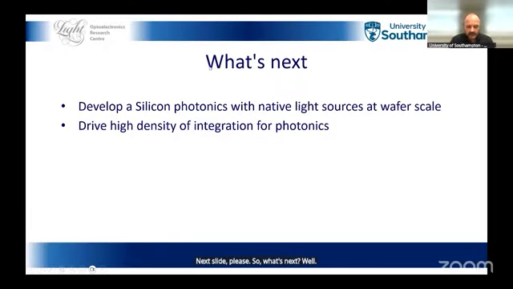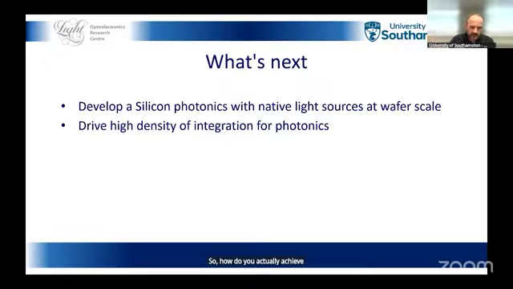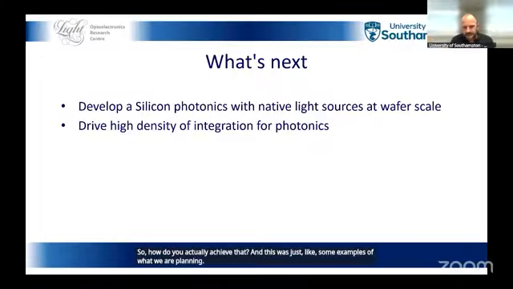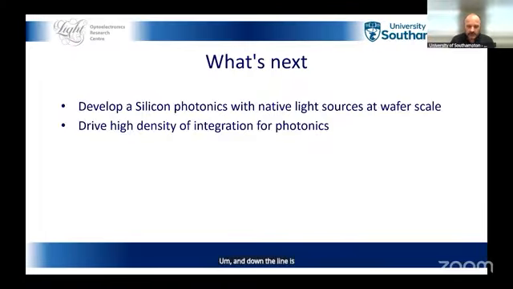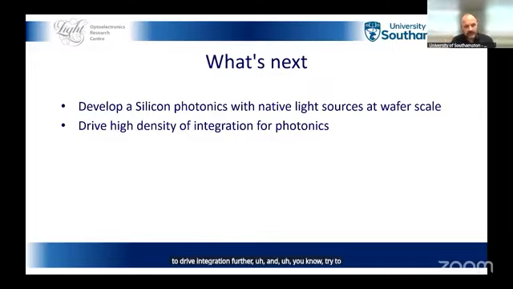So what's next? Well, as I said, for us it is really to drive density of integration, but density of integration comes with the need for a native light source and an amplifier. So how do you actually achieve that? These are just some examples of what we are planning. And down the line is how do you actually reduce the size of those big lasers, because they're 2 or 3 millimeters long. What do you do to drive integration further, and try to target that VLSI type of system?